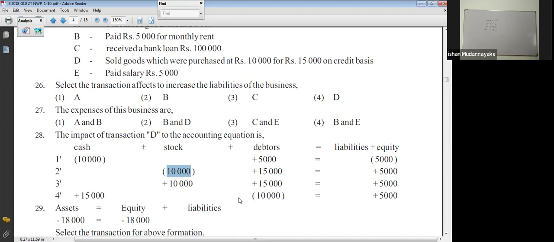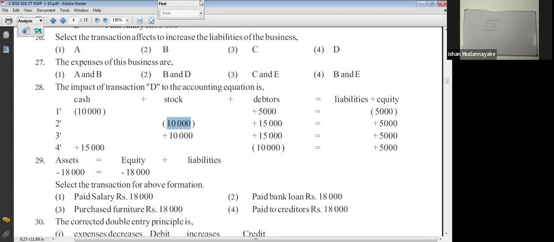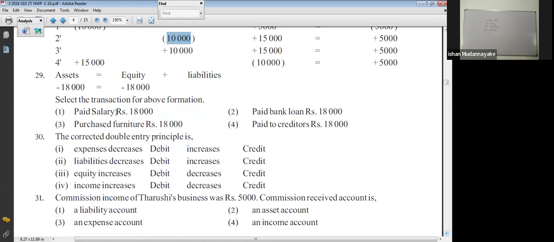Right. Okay, clear, right? Yes, it will be correct. Now, if you want me to explain something in detail, please let me know. We will go to question number 29. What is the answer for question number 29? Asset minus equity. What is the possible answer? Select the transaction for the above information. Paid salary is 18,000.